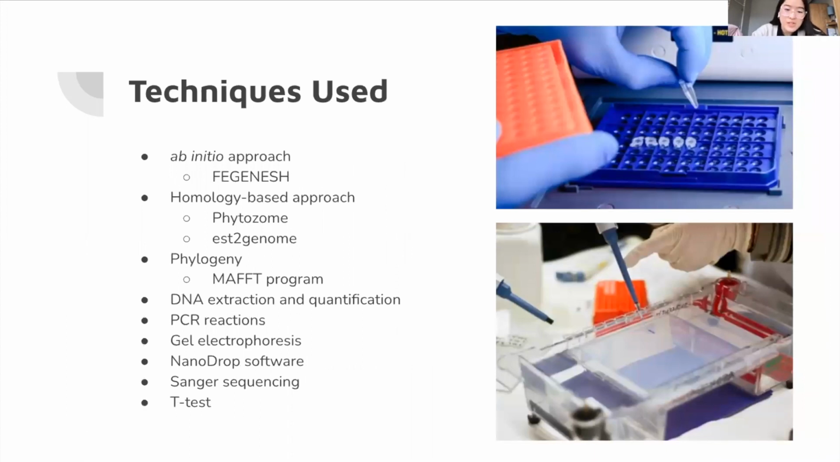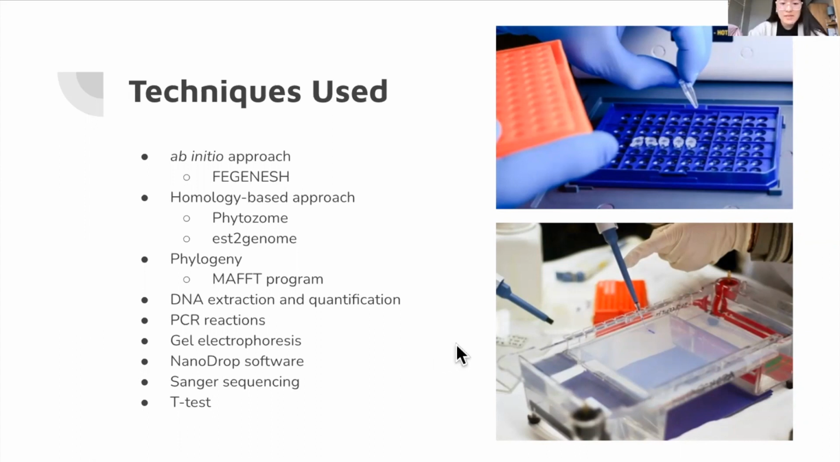To identify our gene and its function, we first used an ab initio approach, which involved using the FGENESH software program to predict the exon boundaries of our gene of interest. Then we used the homology-based approach, which included using Phytozome to find expressed sequence tags and the EST2genome software to predict intron and exon boundaries. Then we generated a phylogenetic tree using the MAFFT program to help us hypothesize the function of our gene.